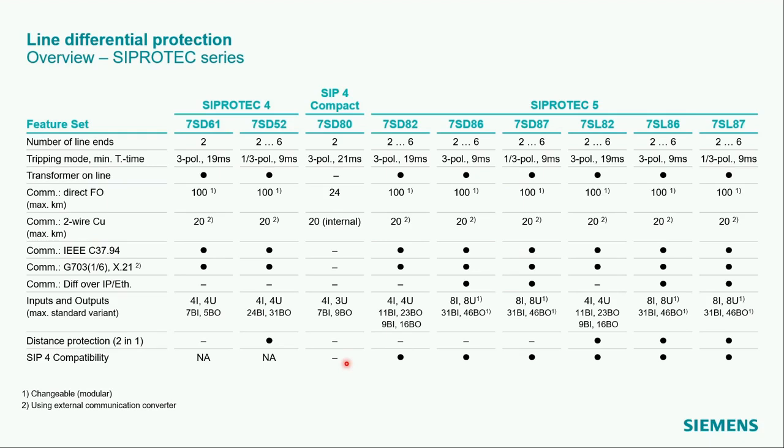Different types of communication interfaces are provided, listed here. From direct fiber optic, pilot wire communication, IEEE C37.94, up to the recently introduced line differential over IP Ethernet networks. For details, please also attend the dedicated session for the line differential protection communication in this tutorial series.